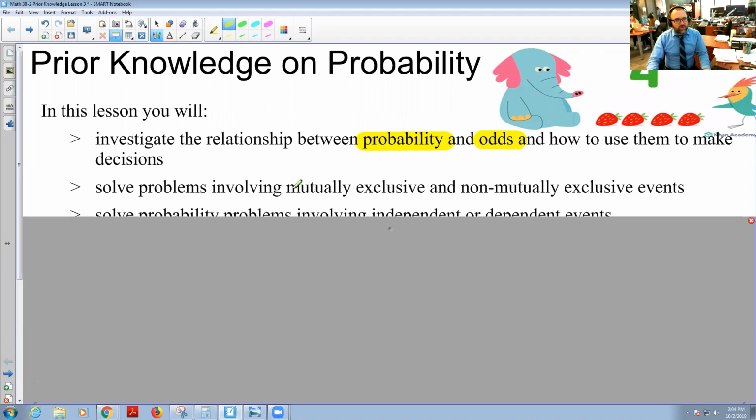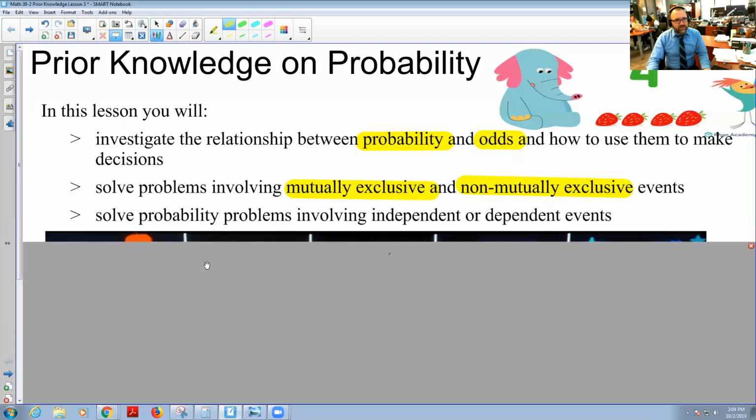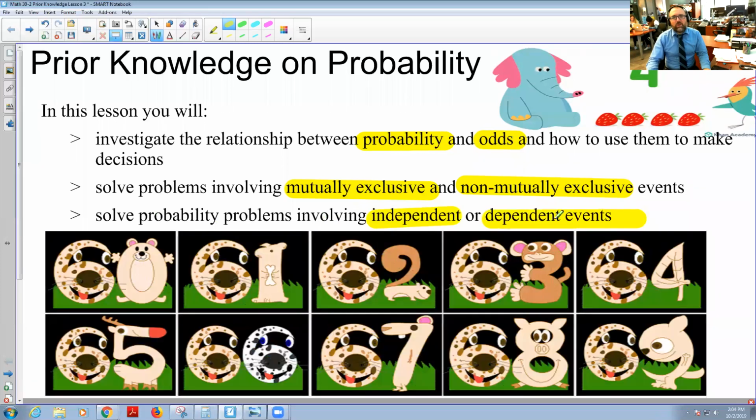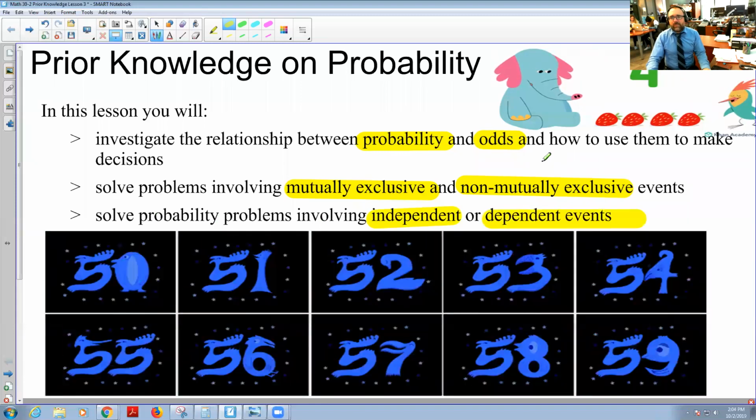Solve problems involving mutually exclusive and non-mutually exclusive events. We'll go more on that in the web lesson itself. And solve problems involving independent and dependent events. And we'll go more into that in the course web lesson also.